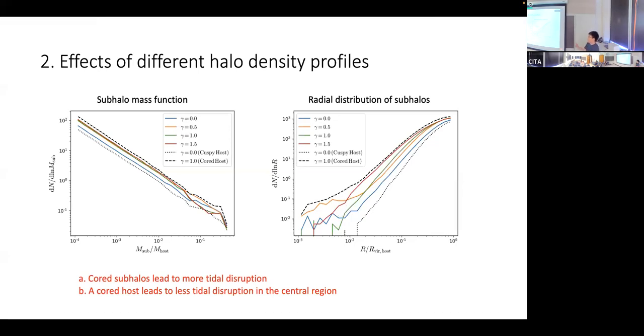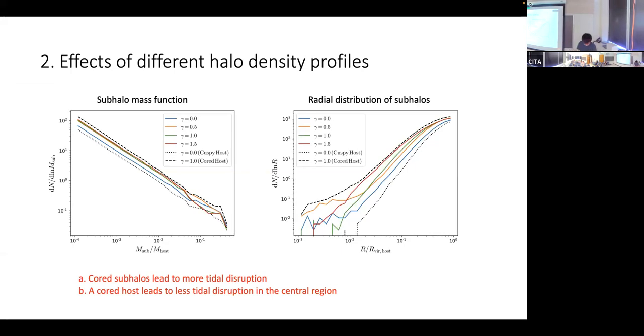To further test this, I also look at the left panel. If we change this core host to a cuspy host, we see that in this case the subhalos in the center are actually disrupted by the tidal effect.